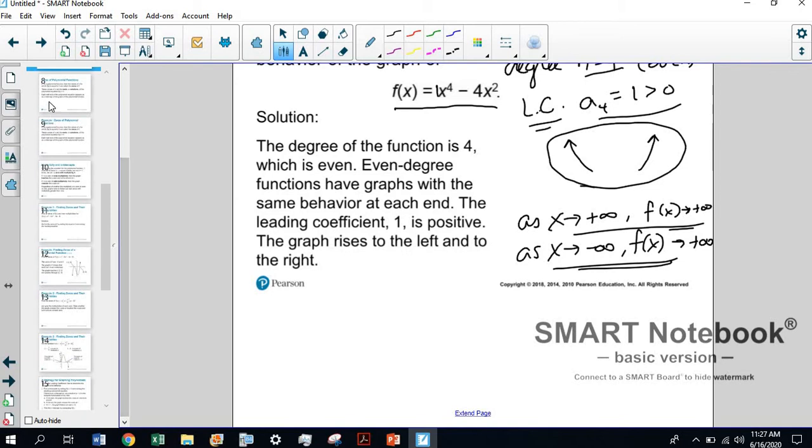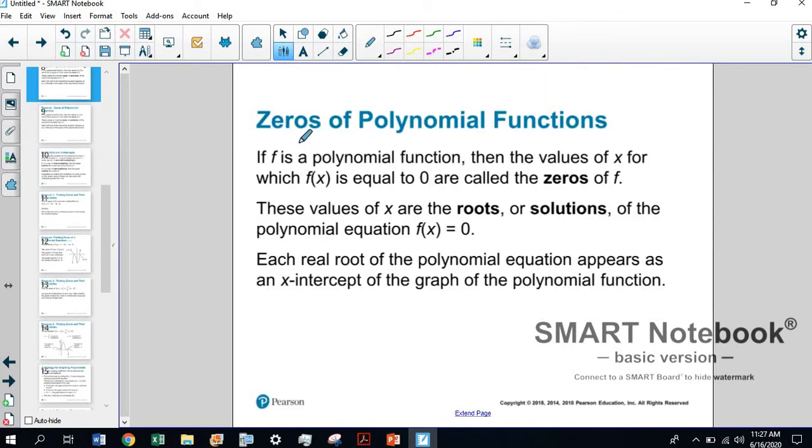So that's the idea of the leading coefficient. The next idea we need to talk about is the zeros of a polynomial. Zeros are when the function equals 0. So zeros have different names. You can call it a zero, you can call it a root, or you can call it a solution of the equation equal to 0.